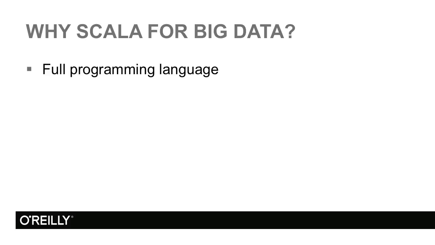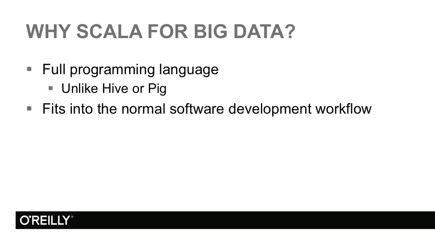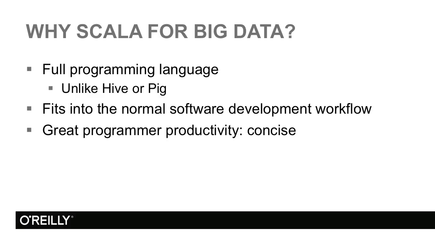Well, first of all, in comparison with Pig and Hive, Scala is a full programming language, and that means that it will fit into our normal software development workflow. We can do our development starting with test-driven development, we have continuous integration, and we have all other benefits of full-blown programming languages. On the other hand, we also have great productivity. The programs that we write in Scala tend to be significantly shorter than in other languages. And finally, this is a language that is compiled, it runs on JVM, and it has a very good performance. Performance of Scala programs is similar to that of Java programs.